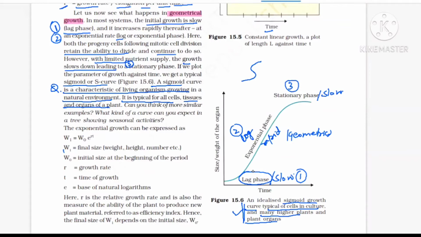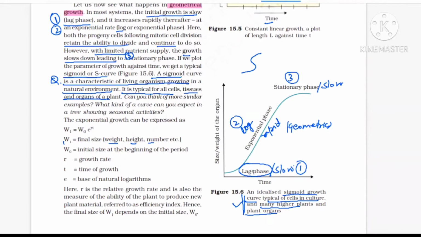So W1 means the final size. Size you can consider by the weight, height or number. And W0 means the initial size. r is the growth rate here. t is time and e means the base of natural logarithm. So r is what? r is the relative growth rate and it also measures the ability of a plant to produce new material, which is known as the efficiency index. Again, this is a question area. What is the efficiency index? The ability of a plant to produce new material is known as the efficiency index. Is it clear? I hope up till here you are able to understand the topic.